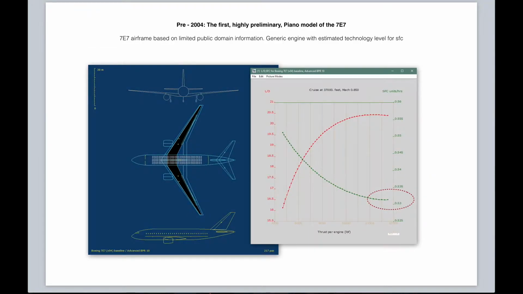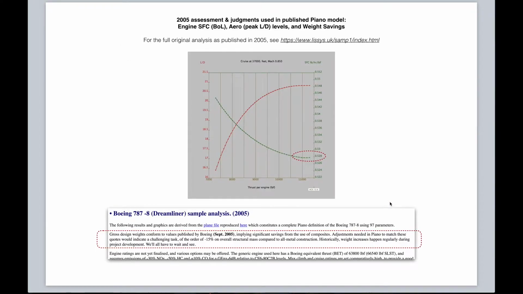It's interesting to look back at the history of SFC levels used in Piano models at different times. There are some dated examples in the piano.aero website, and this is the initial 7E7 position around 2004 and even before that. This is a published Piano model that was released in 2005.